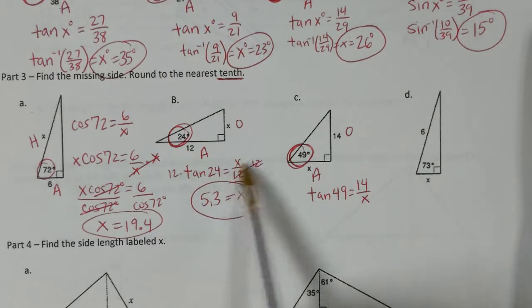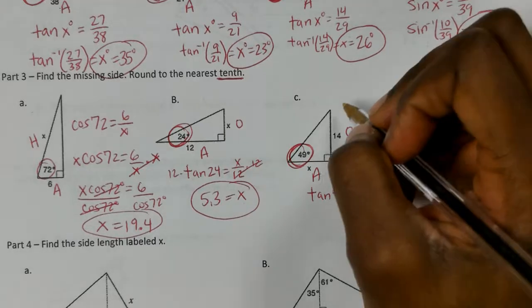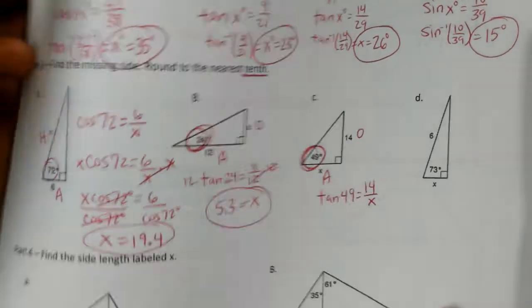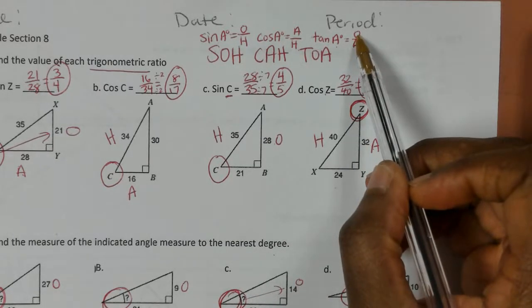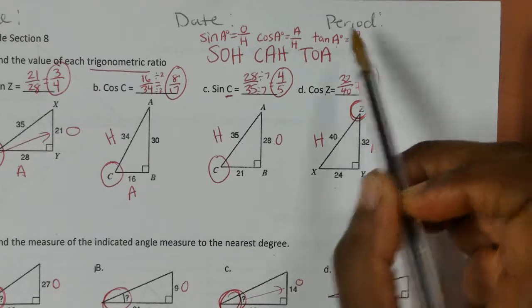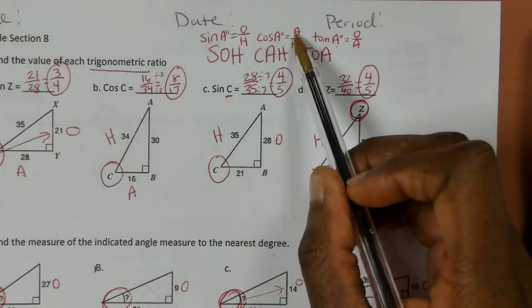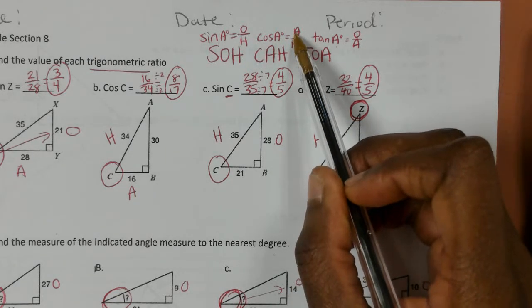Notice sometimes x is on the top, sometimes the number's on the top. It matters when you're using the equations. For tangent, whatever's on the opposite side always needs to be on the top. For cosine, whatever's on the adjacent side always needs to be on the top.